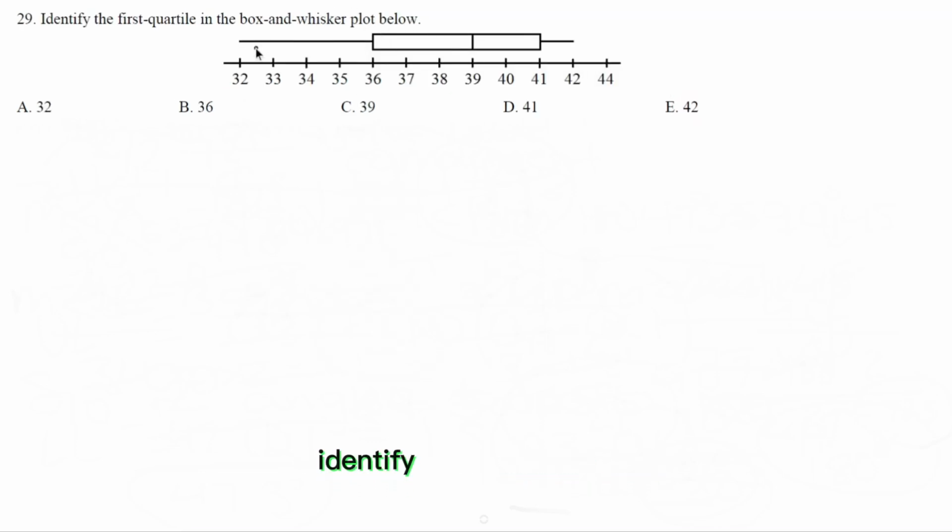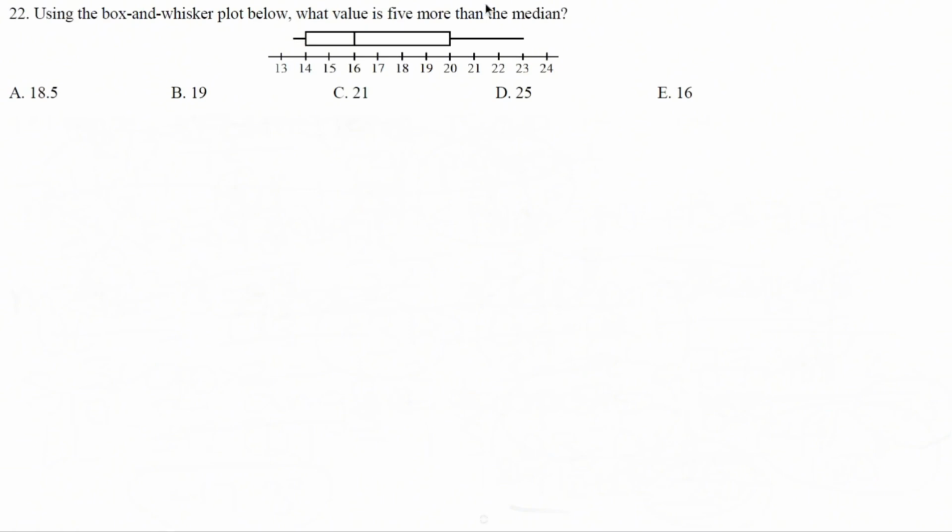Next, identify the first quartile in the Box and Whisker plot below. Okay, so the first quartile, that's also our lower quartile, or our quartile 1, and that's this number right here. So this number is 36, and that's your answer. Using the Box and Whisker plot below, what value is 5 more than the median? Alright, so our median is this middle line right here. So this is our median. That happens to be 16. So we just have to find what is 5 more. So 16 plus 5. And that equals 21.